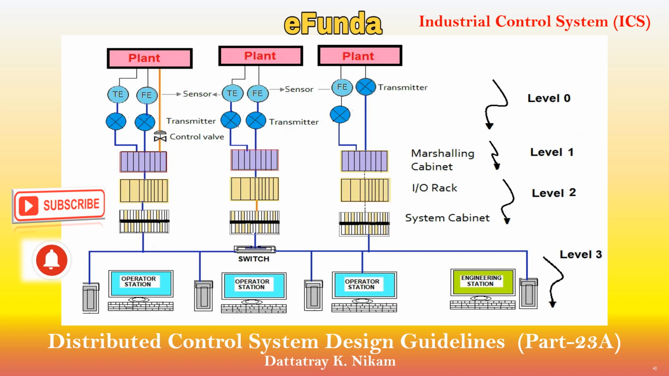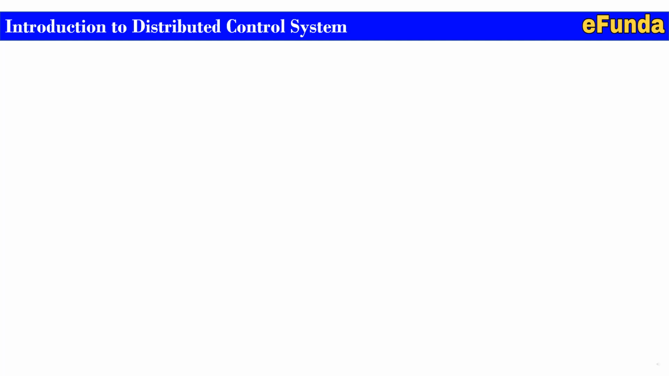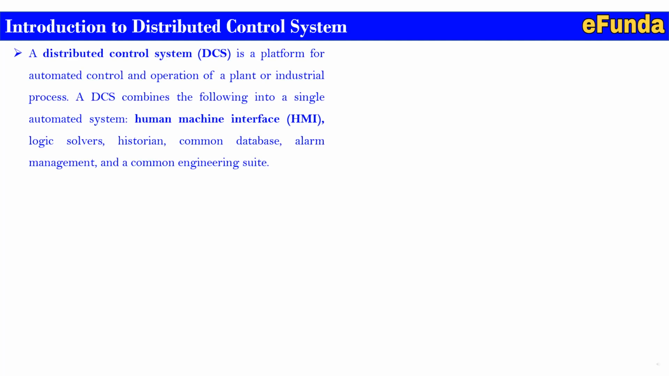So let's begin with our today's topic, that is distributed control system design guidelines part 23A. Introduction to distributed control system, that is DCS. A distributed control system is a platform for automated control and operation of a plant or industrial process. A DCS combines the following into a single automated system, which mainly includes human machine interface, that is HMI, logic solver, historian, common database, alarm management, and a common engineering suite.